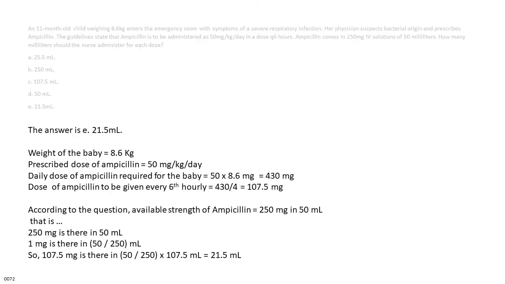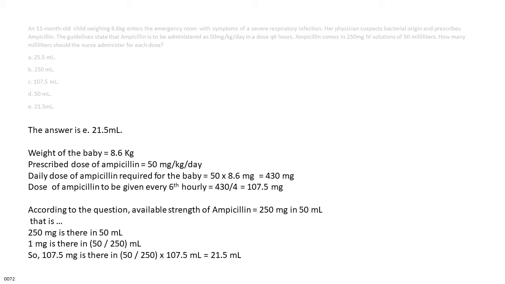The answer is E. 21.5 milliliters. Weight of the baby equals 8.6 kg. Prescribed dose of ampicillin equals 50 mg per kg per day. Daily dose of ampicillin required for the baby equals 50 times 8.6 mg equals 430 mg. Dose of ampicillin to be given every 6th hourly equals 430 divided by 4 equals 107.5 mg.